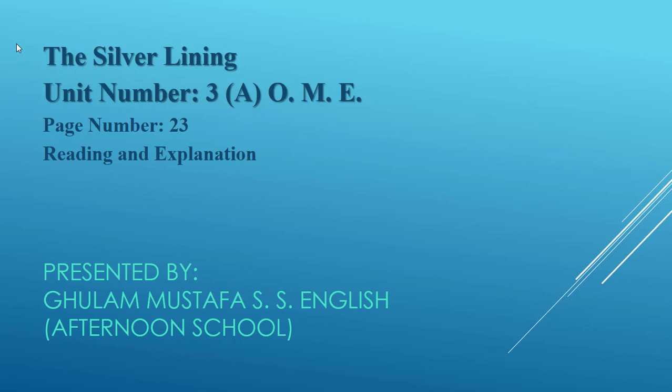Today we are going to learn the lesson The Silver Lining, unit number 3, Oxford Modern English, page number 23. You have already learnt page number 21 and 22. Today we'll read and explain page number 23.